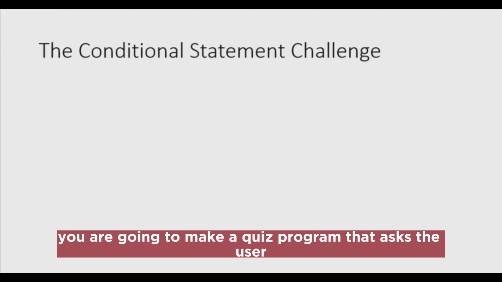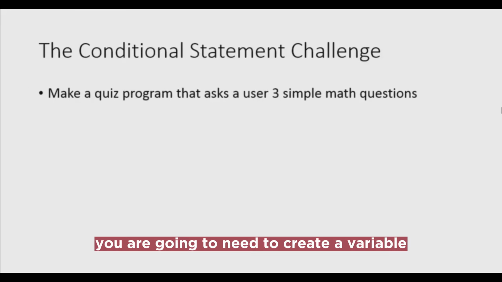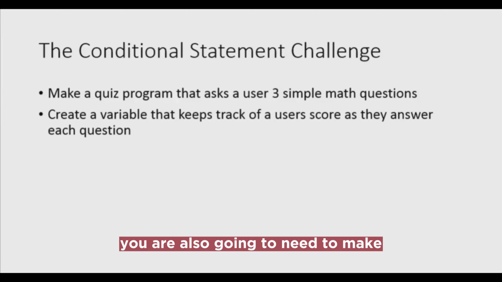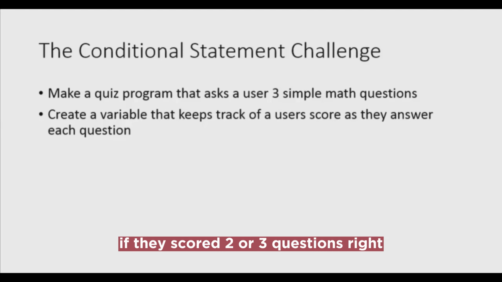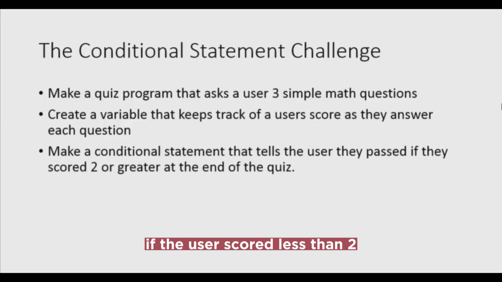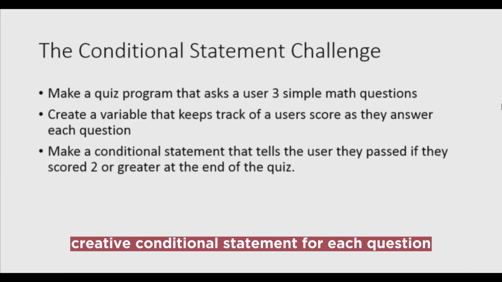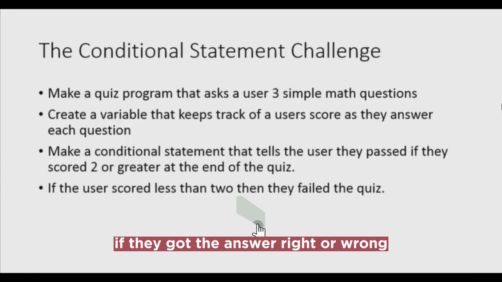Welcome to the conditional statement challenge. Are you ready to do some coding? For this challenge, you're going to make a quiz program that asks the user 3 simple math questions. You're going to need to create a variable that keeps track of the user's score. You're also going to need to make a conditional statement that tells the user they passed if they scored 2 or 3 questions right. If the user scored less than 2, then they failed the quiz. Create a conditional statement for each question that tells the user if they got the answer right or wrong.